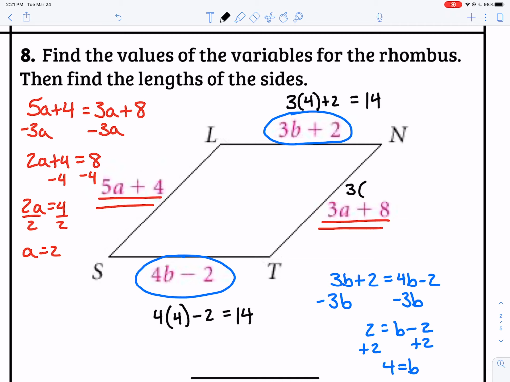3 times A, which is 2, plus 8. So 3 times 2 is 6. 6 plus 8 is 14, so that one looks good. And then our last one is 5 times 2 plus 4. So notice they do all make good sense, and they are all equal to one another, which they should be because we were told it was a rhombus.